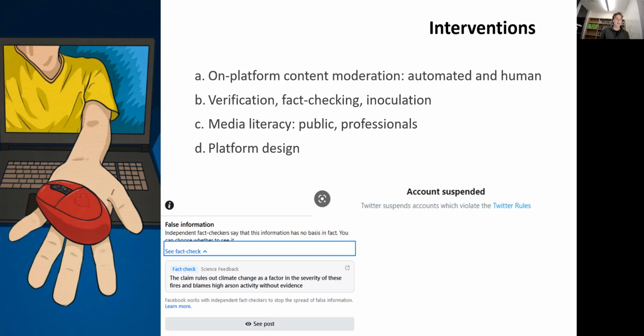These are quite different interventions, as you can see, and part of that shows the complexity of the phenomenon that we're looking at. There's a lot of different stakeholders here. You've got platforms who have their own purposes to make money. You've got news media who have their own purposes. Sometimes that's to make money.